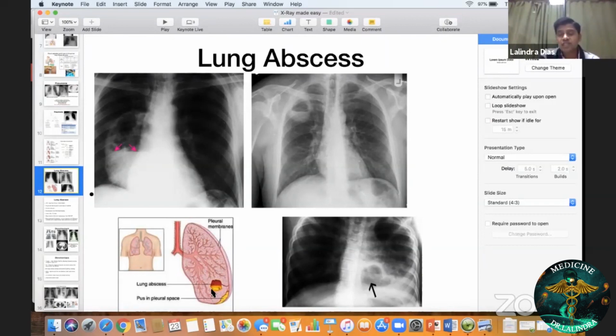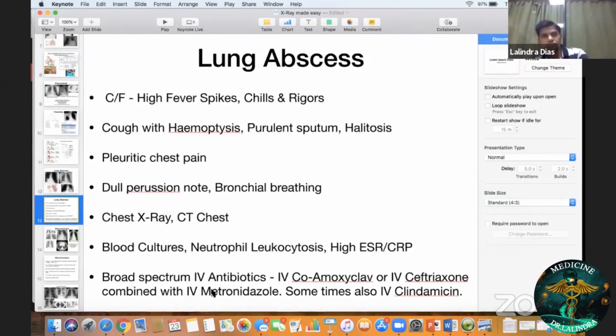So what are the clinical features of lung abscess formation? The patient will have very high fever spikes, lethargy, loss of appetite. They will get very high swinging fever spikes in lung abscess formation. The patient will be quite unwell, and his respiratory rate is high, pulse rate is high, all those features will be there.